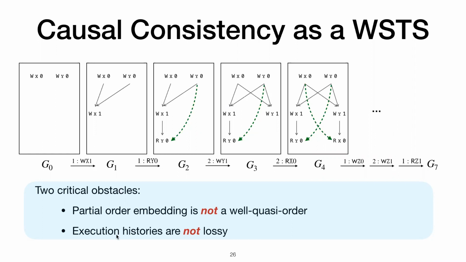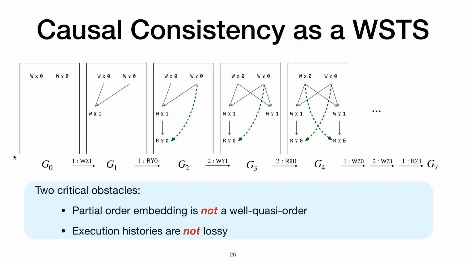And even worse, if we lose some event from the graph, let's say we lose this event, then we allow more freedom in the system. So here, after this point, this thread cannot read x0, but if I just remove this one, now this thread can read 0 from x. So these histories are not lossy. In a sense, if you lose some information, you allow more behaviors. And how to make this work, I think, is difficult.